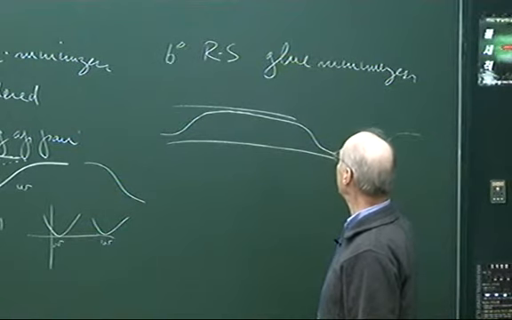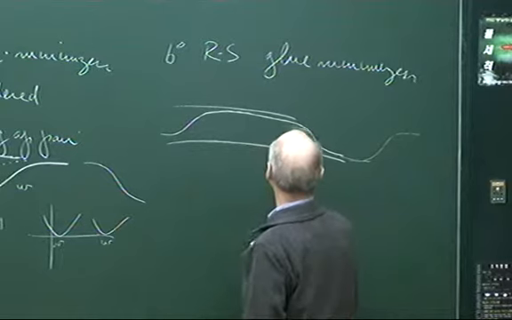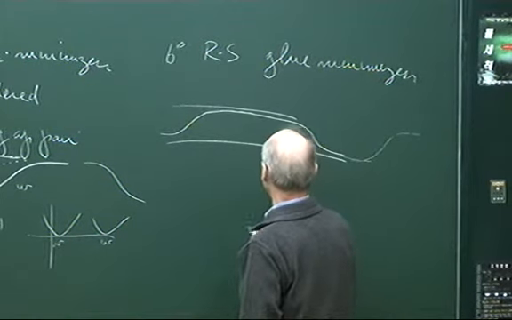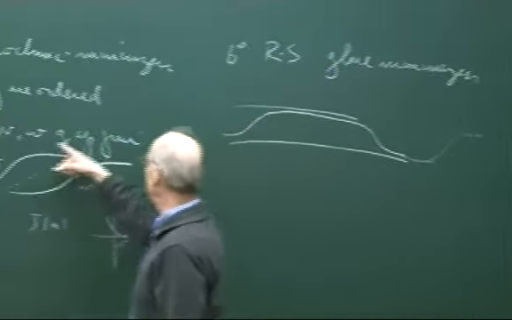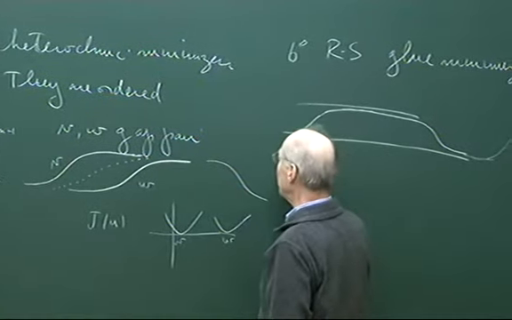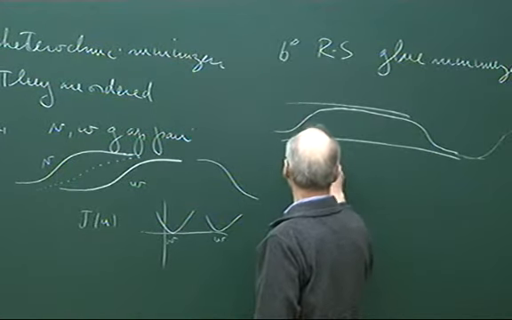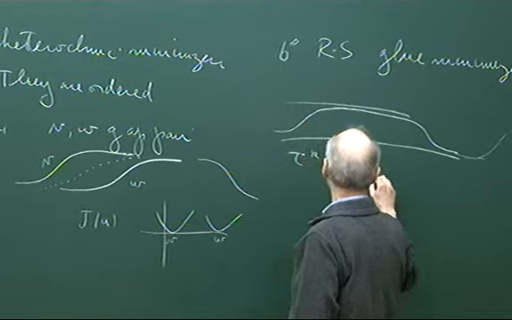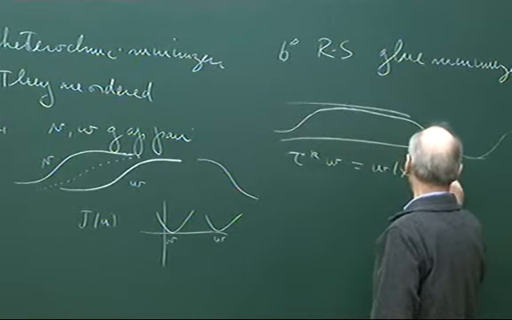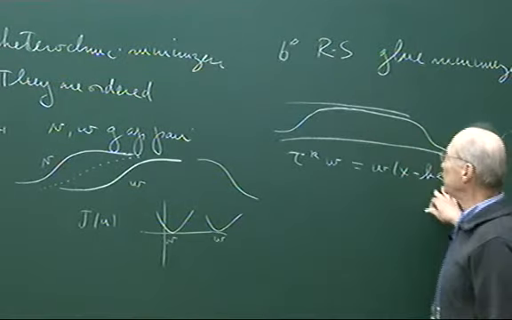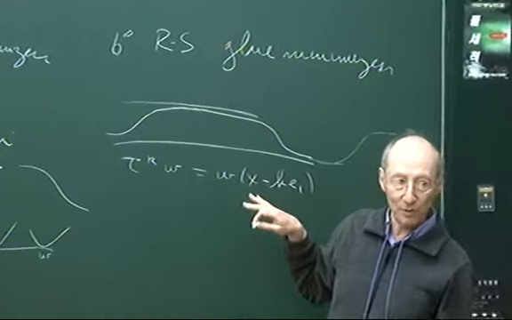Moreover, let me say it this way. Let's say we take our gap pair V, W here, and let's let tau K W equal W of x minus K e1. So we shift W over K units to the right.